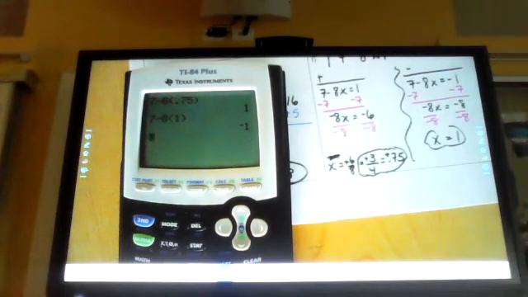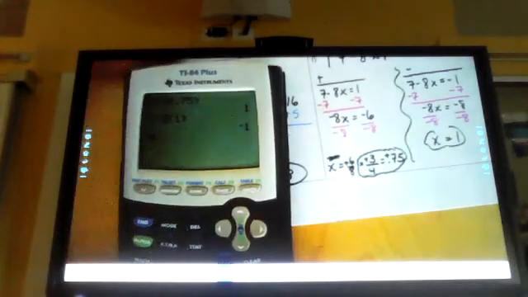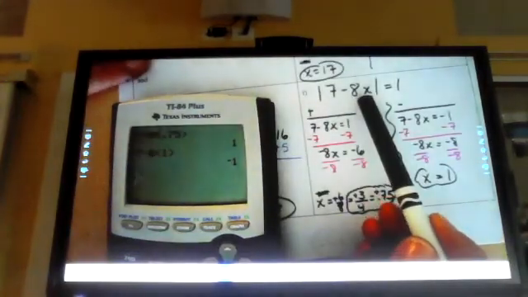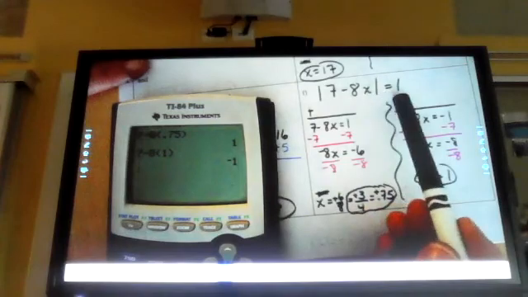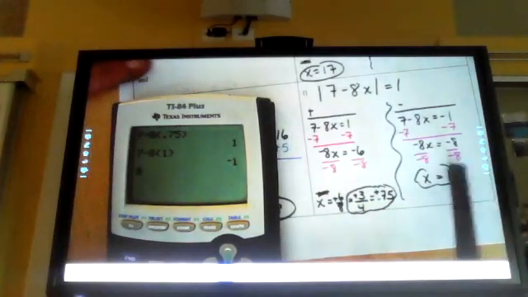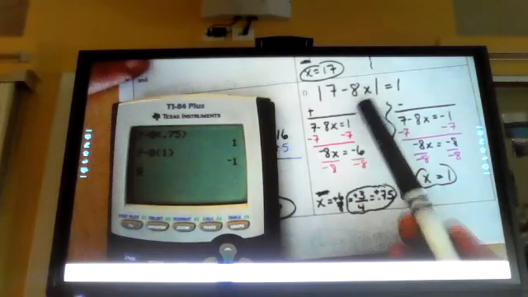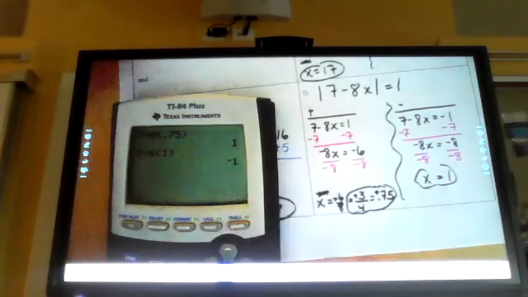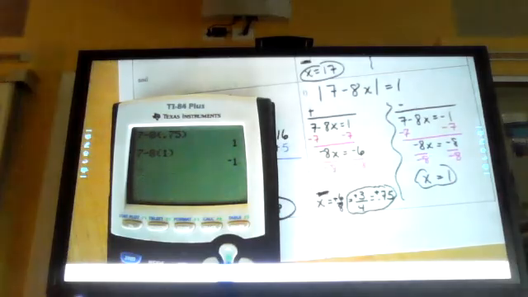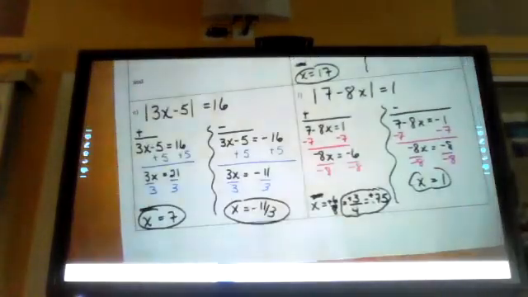So all I did was I plugged in, okay, 0.75 into here, and I got 1. The absolute value of 1 is 1. Then I came and I plugged in 1, and I get 7 minus 8 is negative 1, which is what my calculator shows me, but the absolute value of negative 1 is 1. So I know my answers are correct.